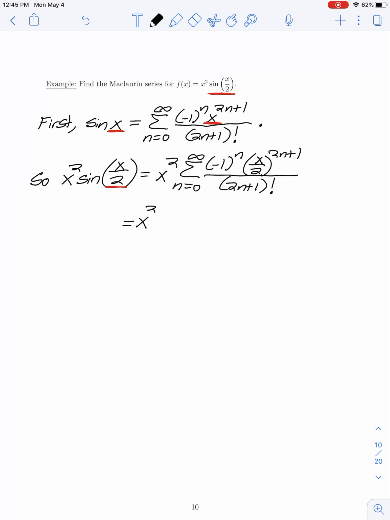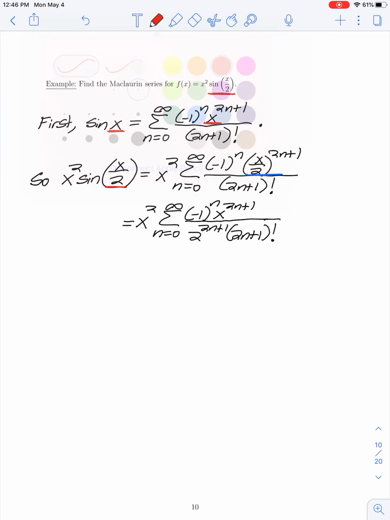So simplifying a bit, we have an x squared out in front times the sum from 0 to infinity of negative 1 to the n. And now using properties of exponentials, if I have a quotient which is being raised to some power, that is the same as taking the quotient of the powers. That is, I would have x to the 2n plus 1 divided by 2 raised to the 2n plus 1. And then I still had my factor of 2n plus 1 factorial in the denominator.